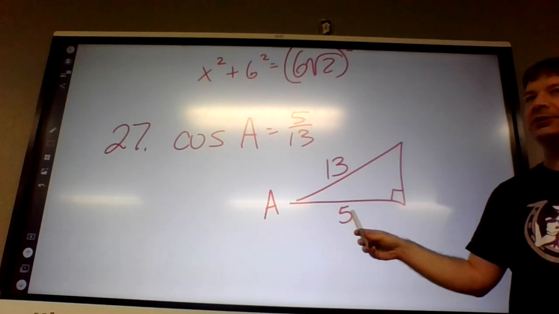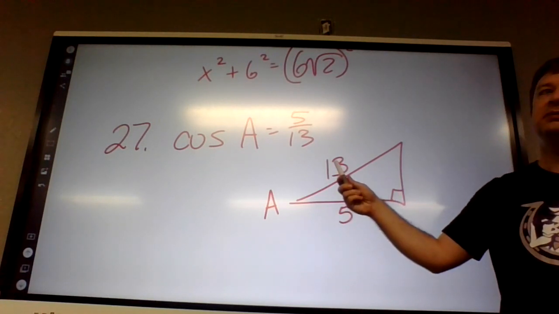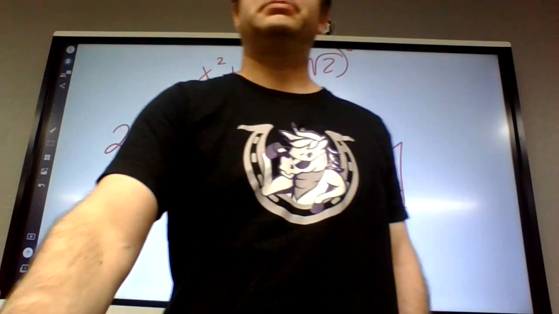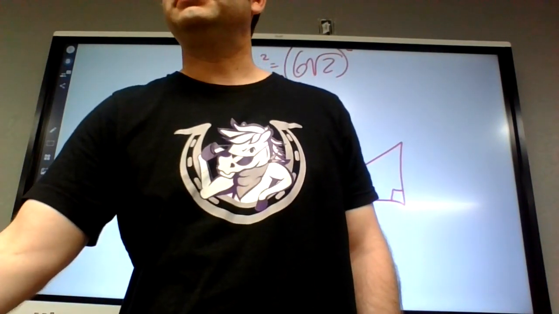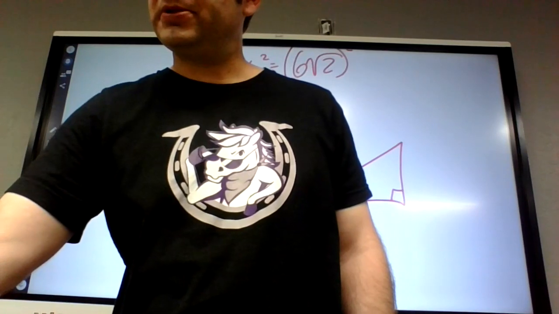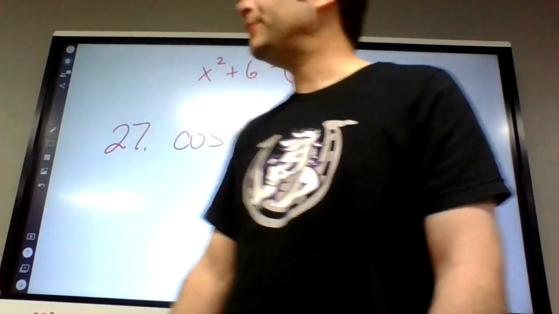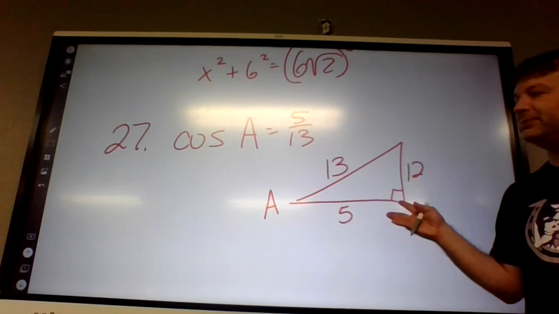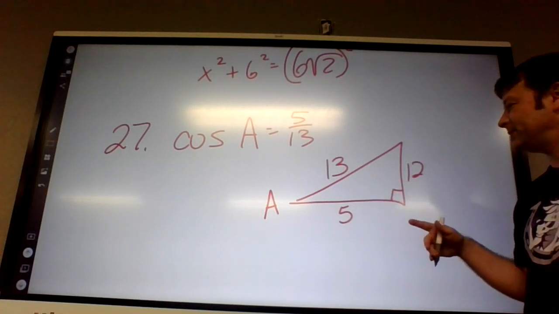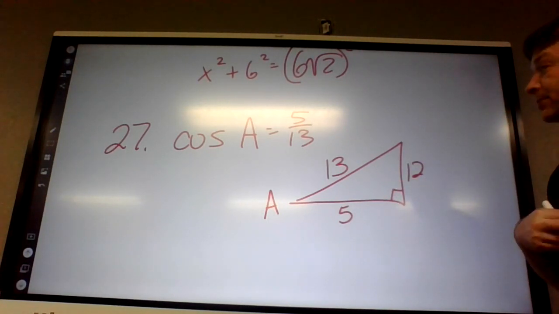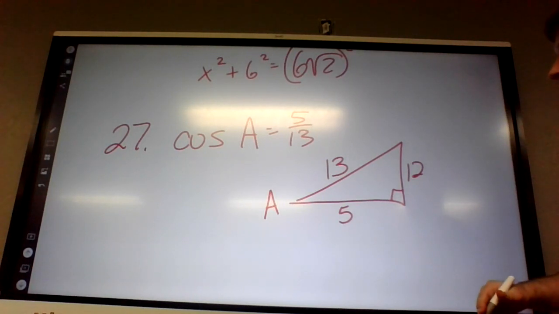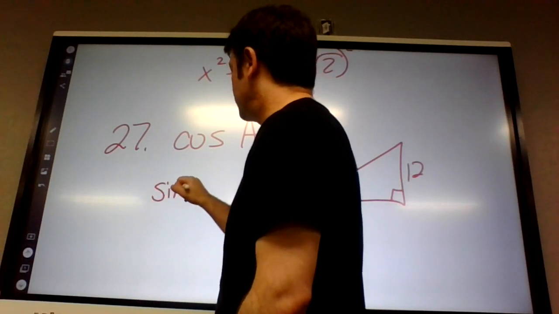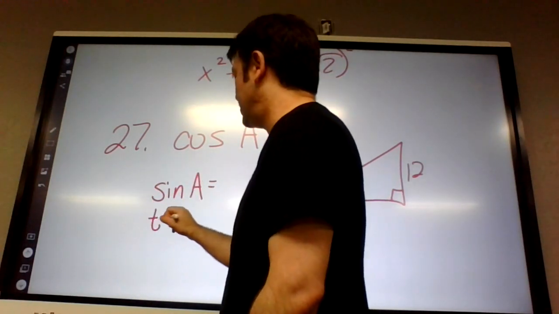You guys remember this triangle from yesterday, 5, blank, 13? 5, 12, 13. Okay, so we could have done the Pythagorean theorem, but anyway, 5, 12, 13 is one of those triangles that works out nicely. So they just want you to do the two other trig ratios. So we still need sine and tangent.